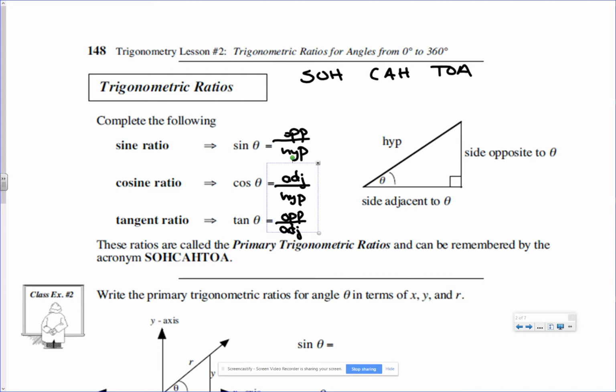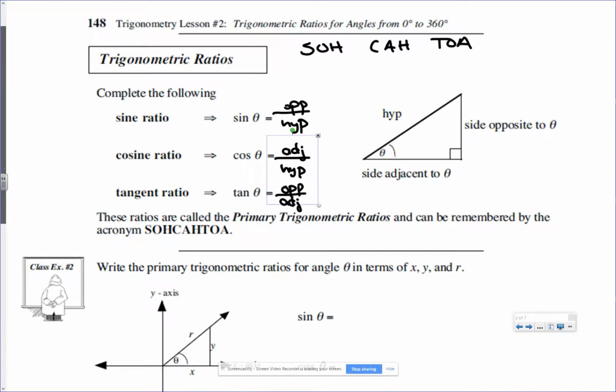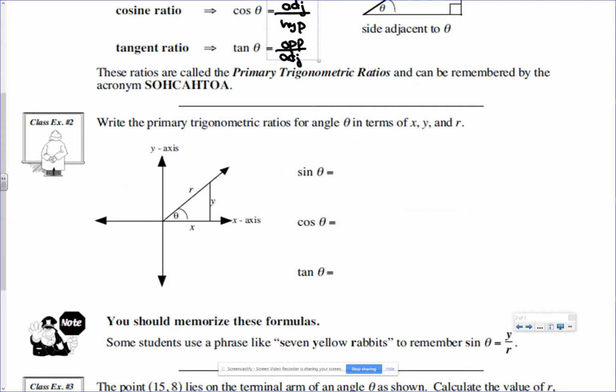What we're going to do with this now is, because we're dealing with it on an xy plane, we're going to switch it to x and y. So x, y, and r. So we know sine was opposite over hypotenuse. Cosine was adjacent over hypotenuse. And tangent is opposite over adjacent. So if we label this, there's my O side because I'm using that angle right here. There's my A side, and there's my H side.